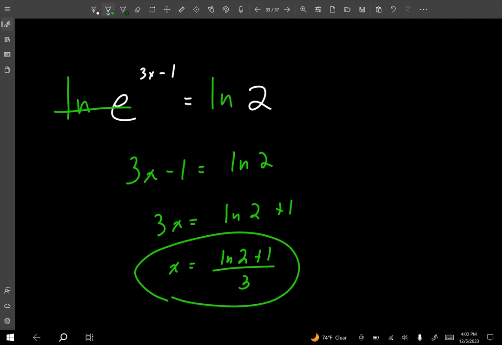And that's my answer. Now, I'm sorry if I went through that kind of fast. I just realized I flew through that. But again, I'm assuming that you have paused it and done it yourself, and then you can watch me solve it and check to see how you did.